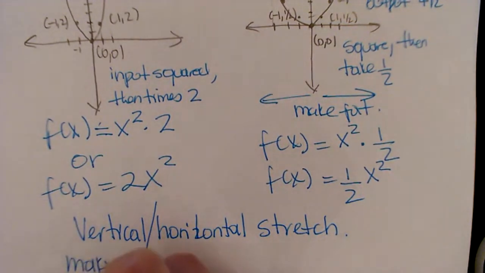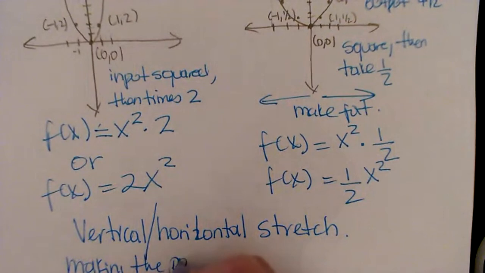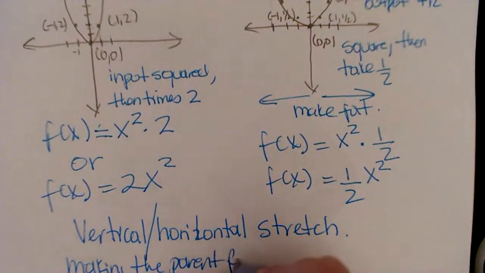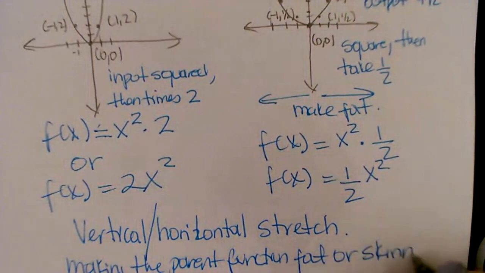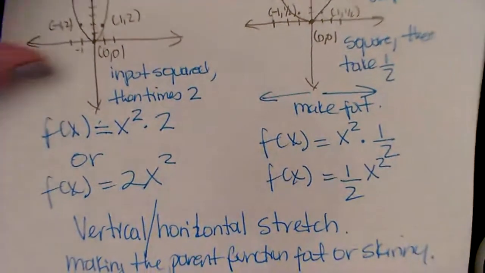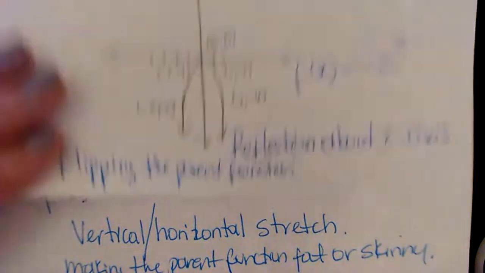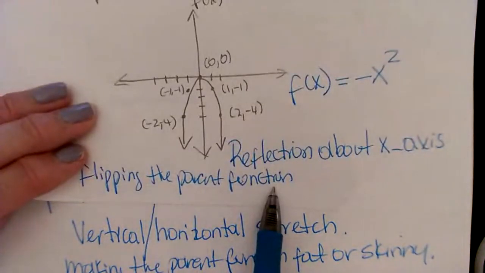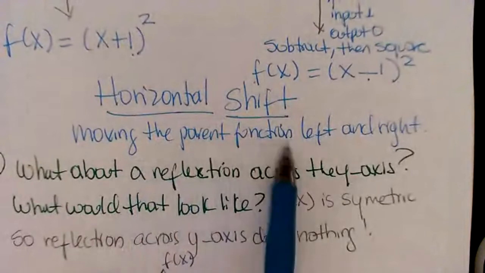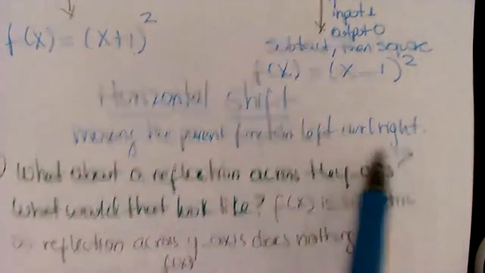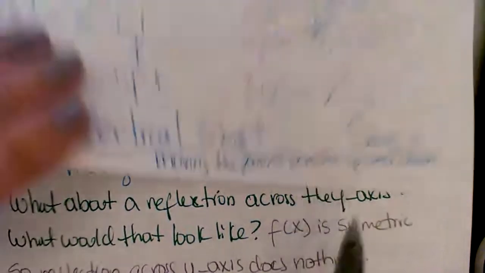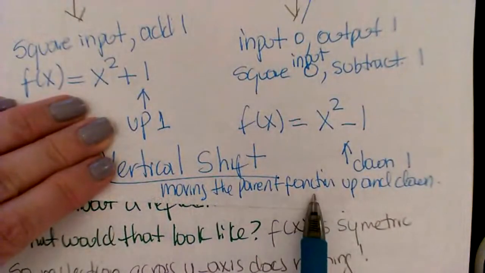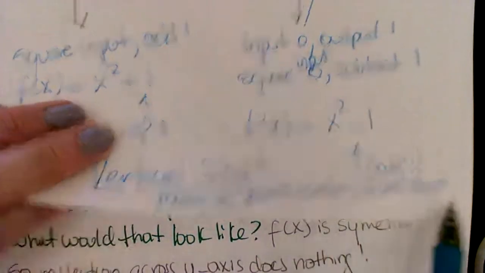So we are making the parent function fat or skinny. That's what we're doing. This one, we were flipping the parent function. This one, we were moving the parent function left and right. And the one before, vertical shift, we were moving the parent function up and down.